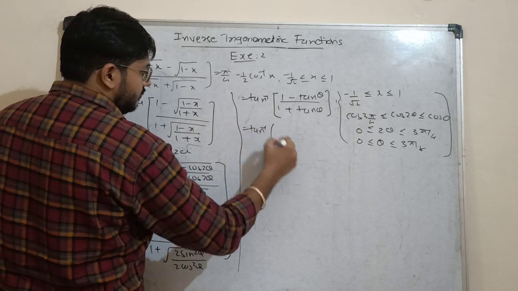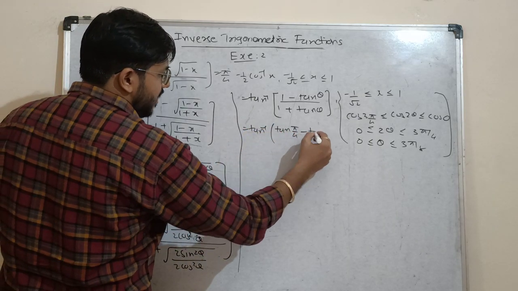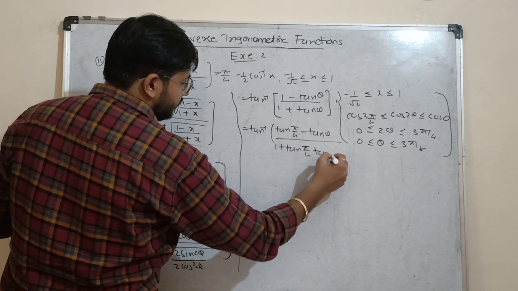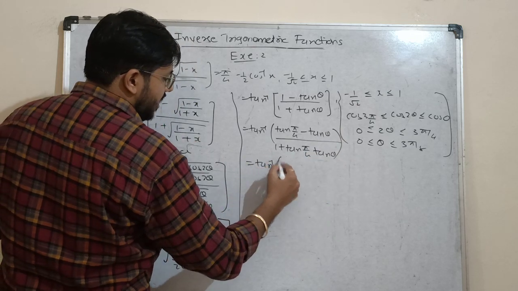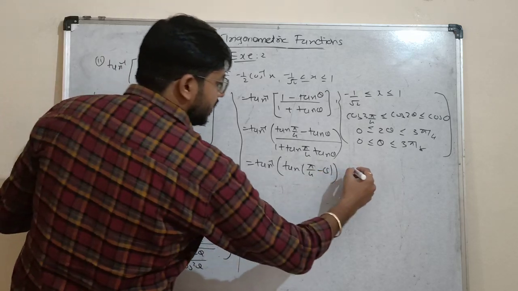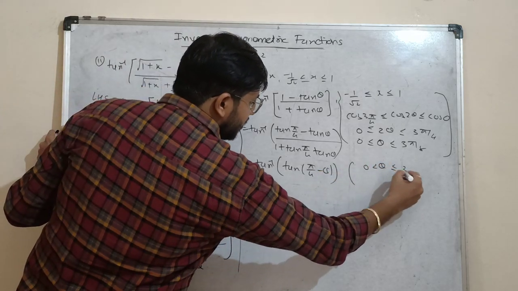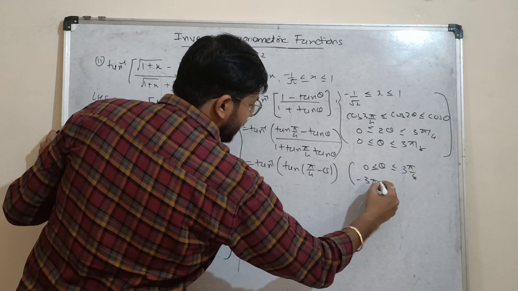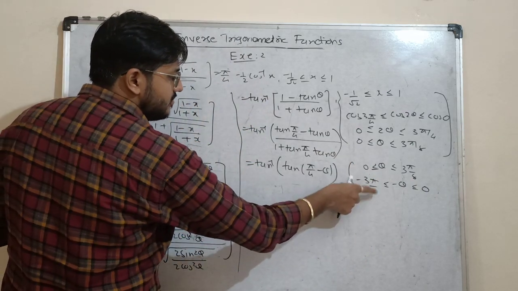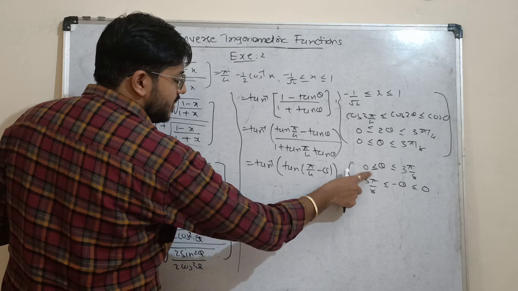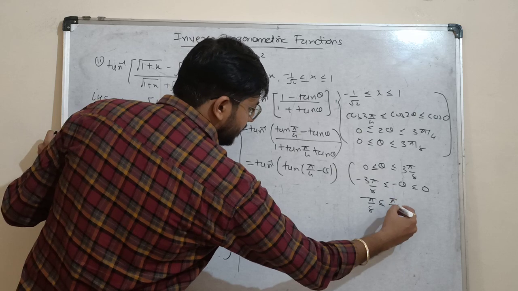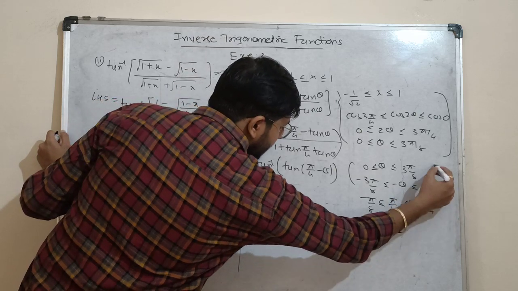Now again, here we can say it is tan pi by 4 minus tan theta upon 1 plus tan pi by 4 tan theta. So this will become tan inverse of tan of pi by 4 minus theta. And now for the given condition, 0 less than or equal to theta less than or equal to 3 pi by 8, if I multiply by minus and add pi by 4, pi by 4 minus 3 pi by 8 will give us minus pi by 8 less than or equal to pi by 4 minus theta less than or equal to pi by 4.